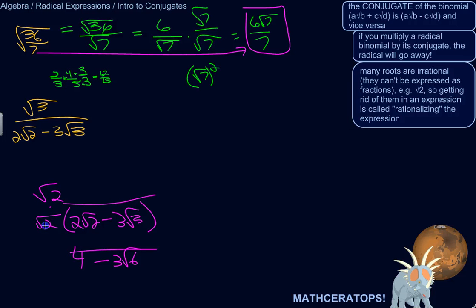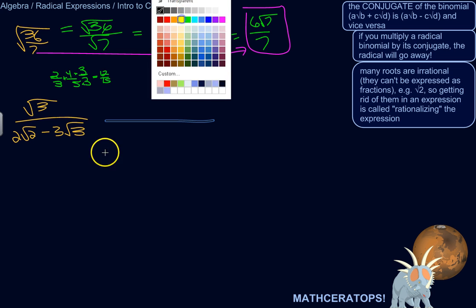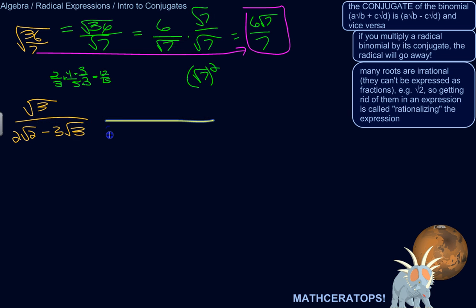So what do you do? Well, you figure out what the conjugate of this binomial expression is, and then multiply by that. So the conjugate of a binomial is simply flipping the sign between the two terms. So here I've got 2 square root of 2 minus 3 square root of 3. So what I'm going to do is multiply by 2 square root of 2 plus 3 square root of 3.